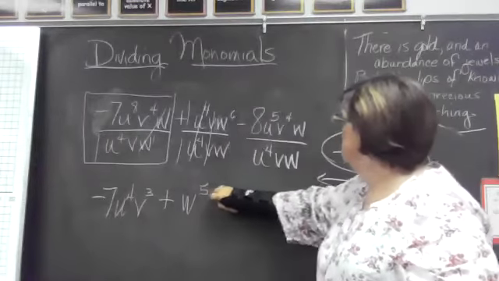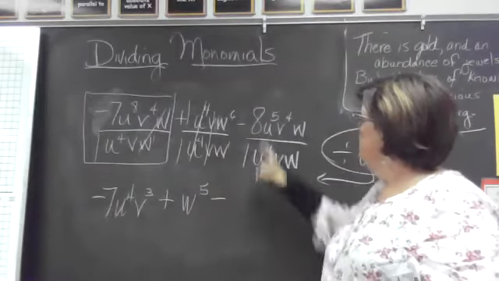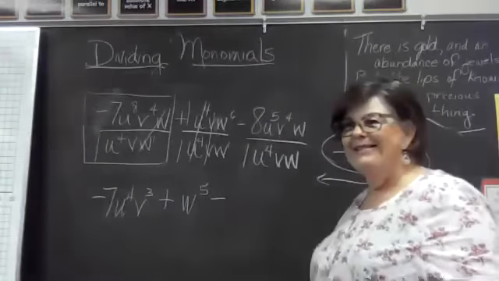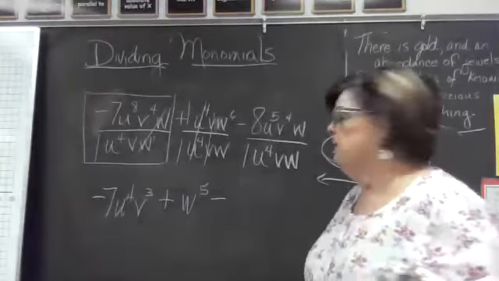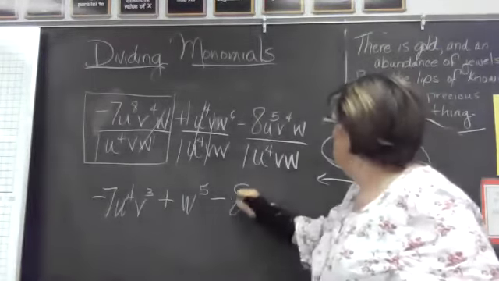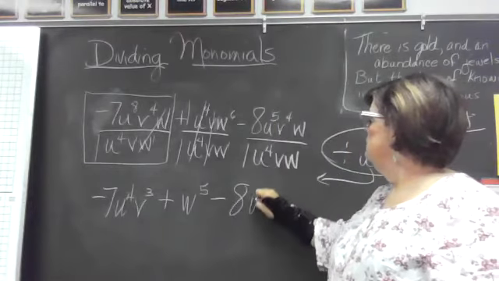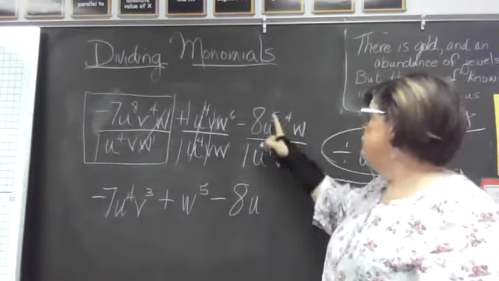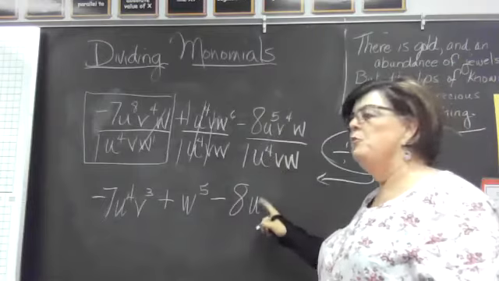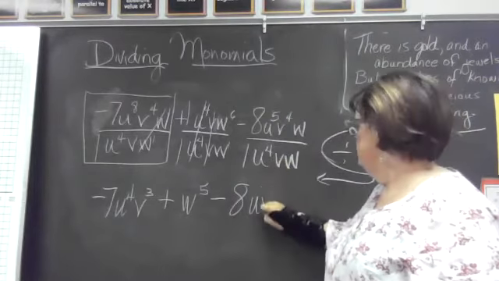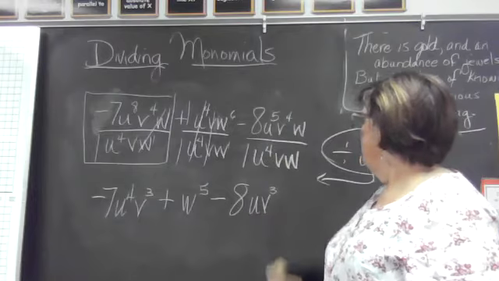Now we have a minus. Invisible 1. 8 divided by 1 is 8. Divide, not minus. So 8. And then the u's. u to the 1st. So I'm going to leave the invisible 1 off. b to the 3rd, and w cancels out.